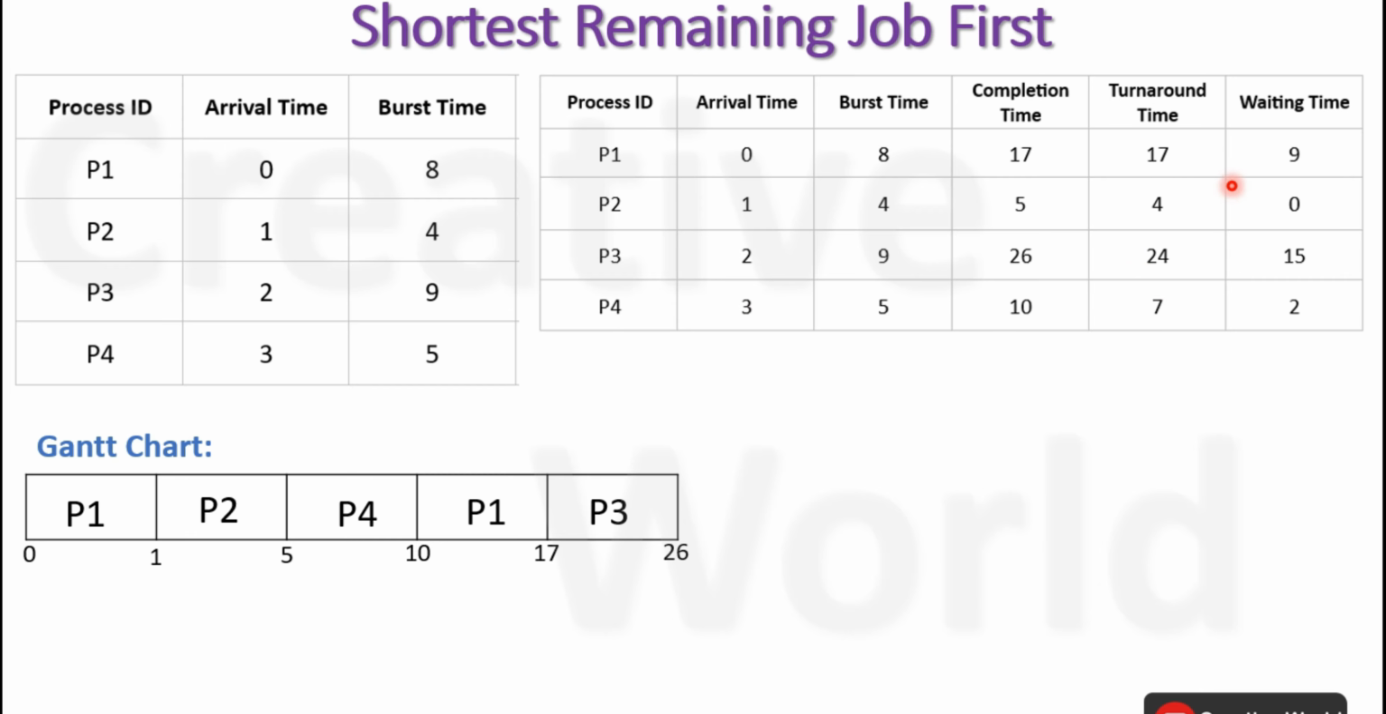Now we can calculate waiting time, that is equal to turnaround time minus burst time. So turnaround time is 17 minus 8, it will become 9, 4 minus 4 will become 0, 24 minus 9 will become 15, and 7 minus 5 will become 2. Now we will validate this example with the help of the developed program by implementing shortest remaining job first. So move towards the program.